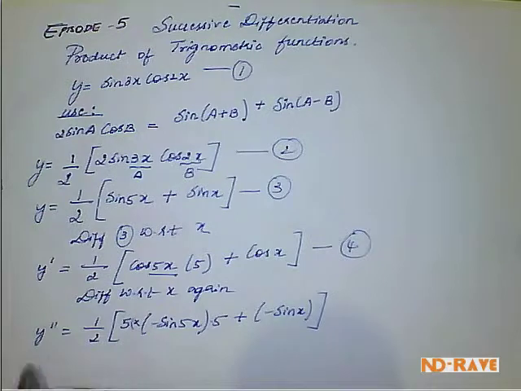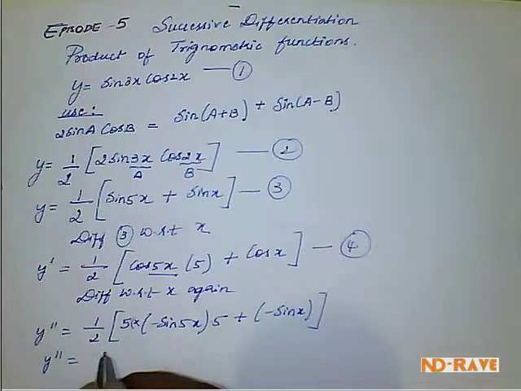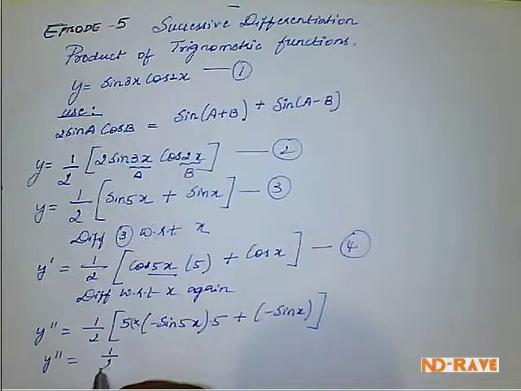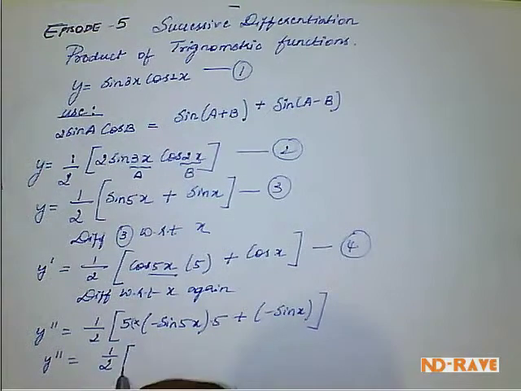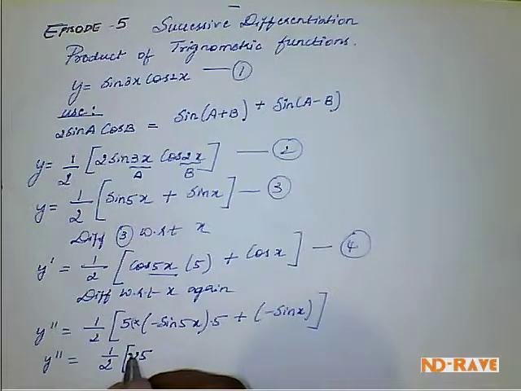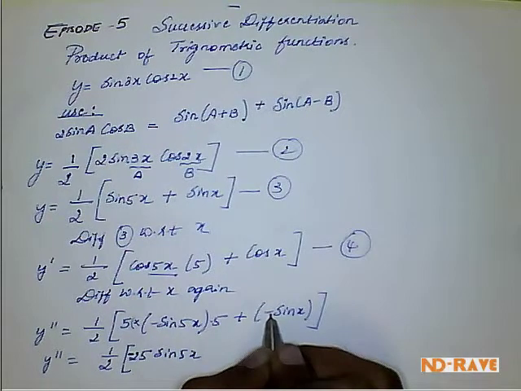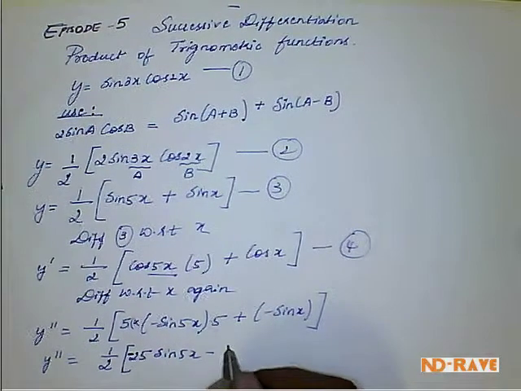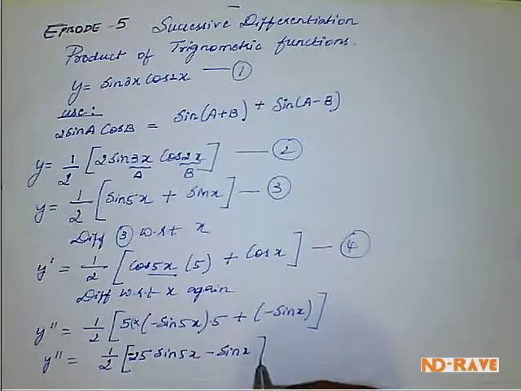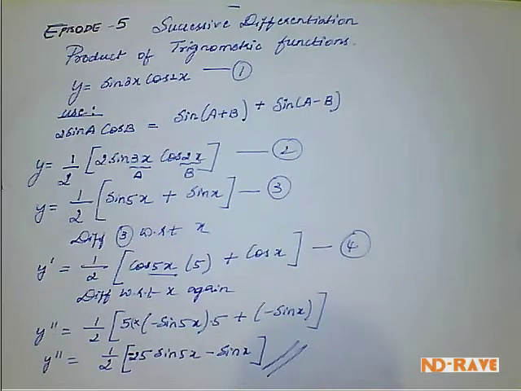So solving this particular equation, I can write the final equation: the second differential is found to be half of, 5 multiplied by 5 gives you 25, with a negative sign, that is minus, into sine 5x. Again there is a plus into minus, which gives you negative sine x. So this is the function which gives you the final answer.